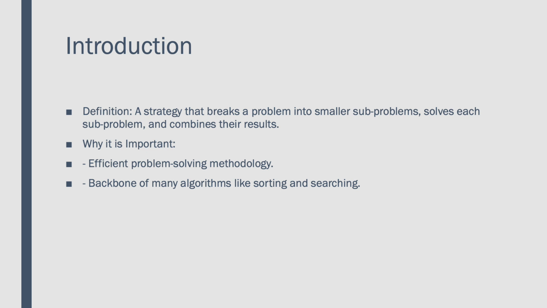So, why is divide and conquer important? There are two key reasons why this strategy is widely used. First is efficiency. It provides a structured way of solving problems, leading to optimized algorithms with improved time complexity. Second is foundation of key algorithms. Many well-known algorithms such as merge sort, quicksort, and binary search are built upon this approach, making it essential for any computer scientist or software developer to understand.